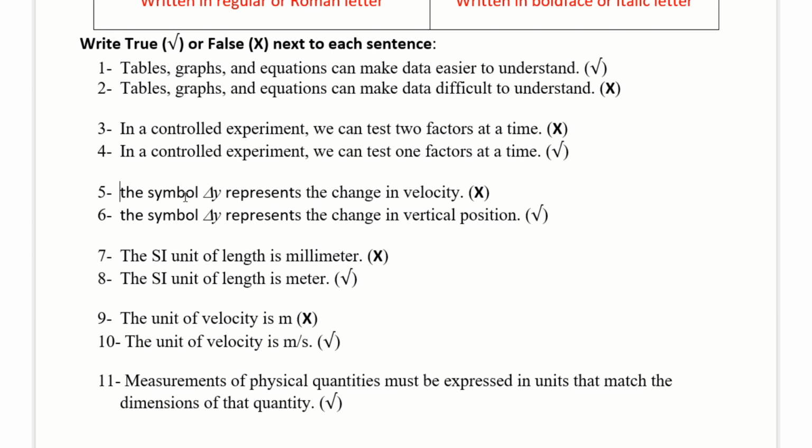Okay, the symbol delta y represents the change in velocity. No, delta y, it's not for velocity. It's the change of what? Of position. And why it's vertical position, not horizontal position, it's vertical. So 6 is correct.